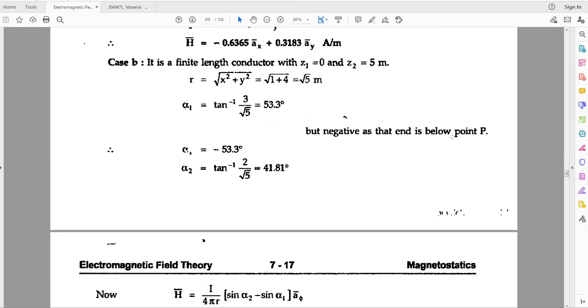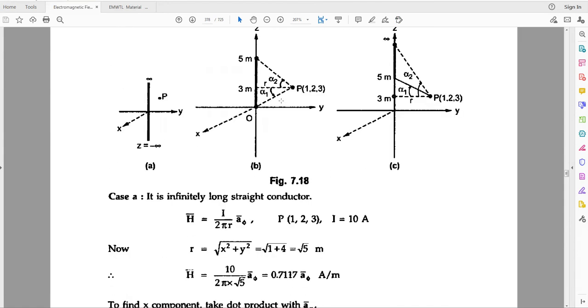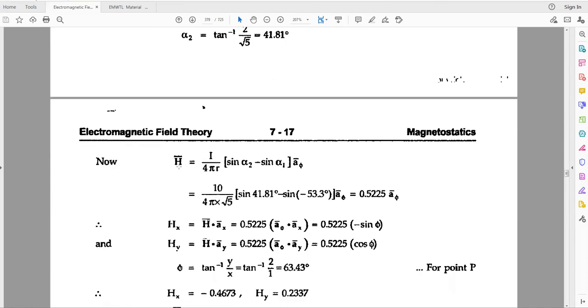But the negative one ends below the point P. So why is it taken so? Alpha 1 is minus, meaning the negative sign, because it is below point P. Point P is 1, 2, 3 here. And we take the value below it. So you can take the upward direction as a positive value and the downward direction as a negative value.